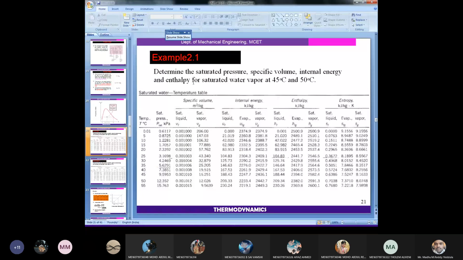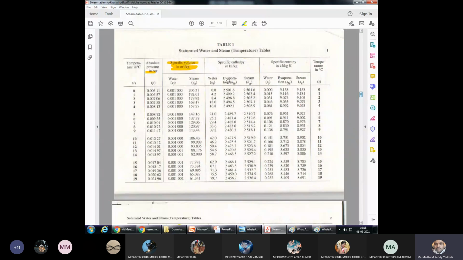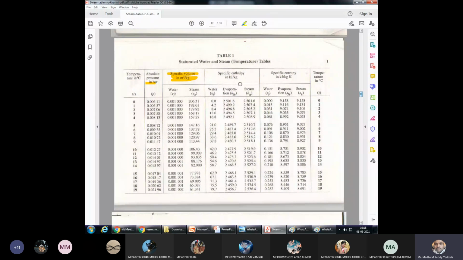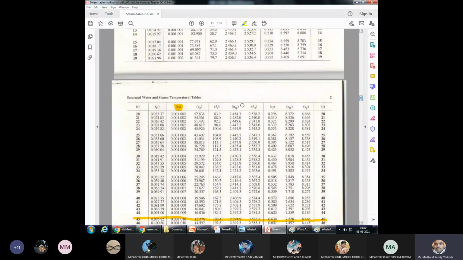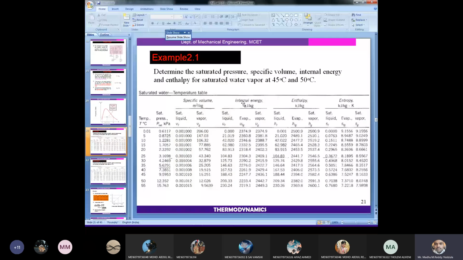Next, third one, internal energy. Sorry, we had specific volume, now internal energy. Is internal energy there in the table? No, internal energy we need to calculate by using the formula. How to calculate internal energy? M into CV into dT. For specific mass, it is CV into dT. dT is the difference of temperature.